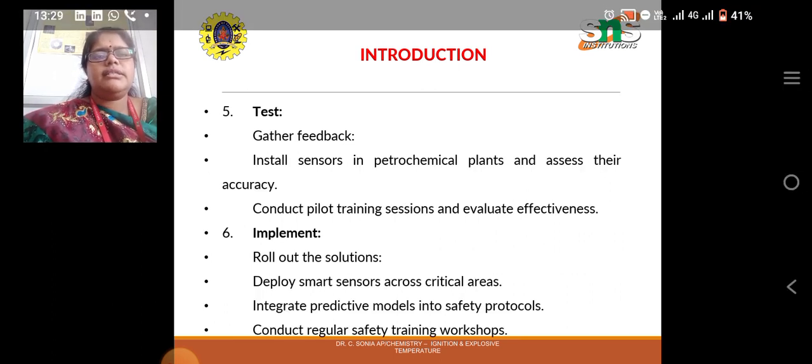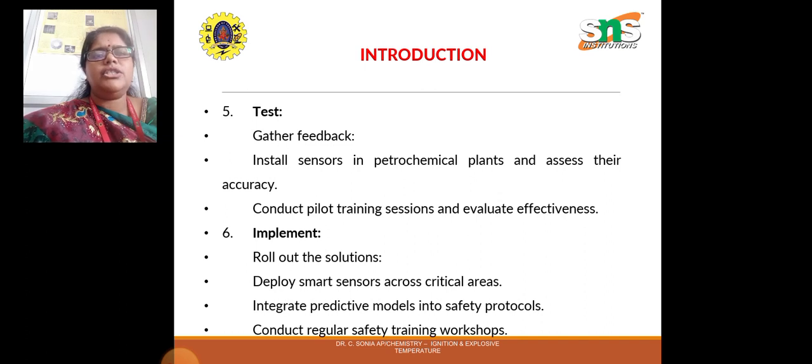So the test: we have to gather the feedback, install sensors in petrochemical plants and assess their accuracy, conduct pilot training sessions and evaluate effectiveness. And next comes the implementation. Roll out the solution: deploy smart sensors across critical areas, integrate predictive models into safety protocols, and conduct regular safety trainings.